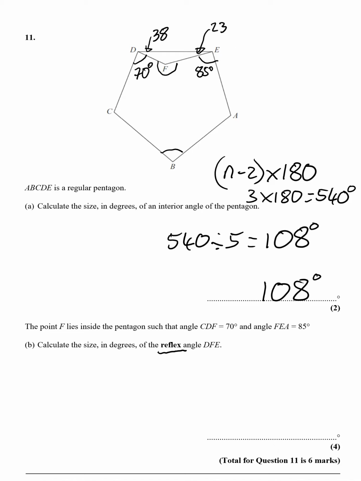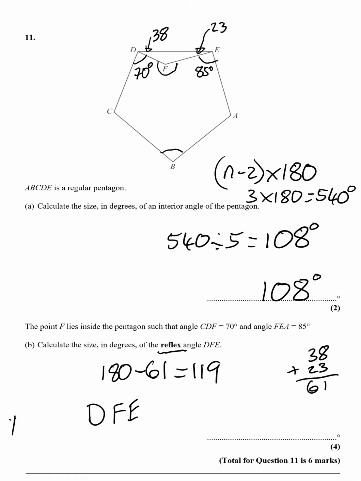So I can do 180 take away 38 plus 23. They add up together to give 61. So actually that inside angle there is 119. So DFE, the reflex part, is basically 360 minus 119, which is going to be 241 degrees. Okay, so 241 degrees. I could work that one out, but I needed the reflex. Okay.